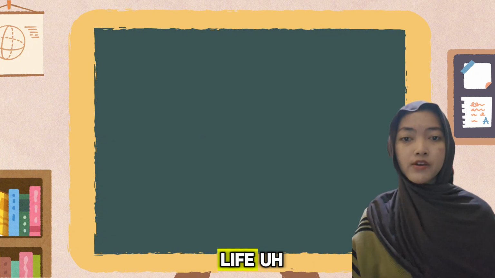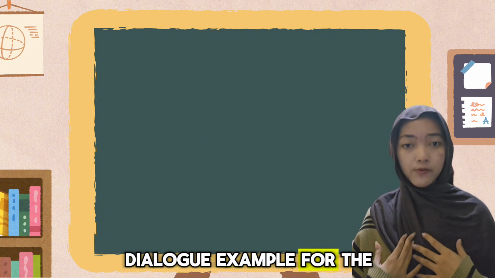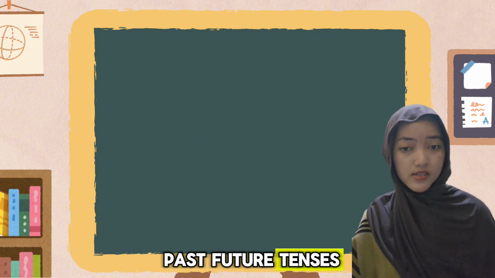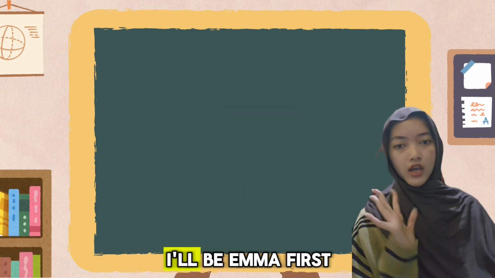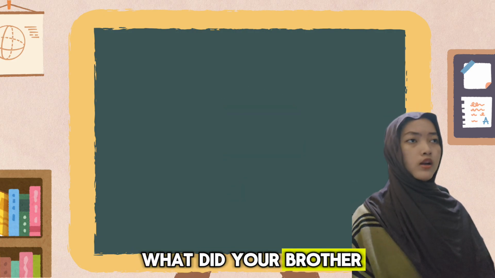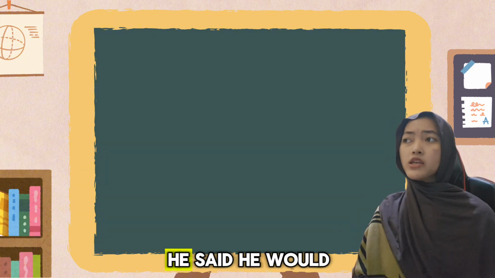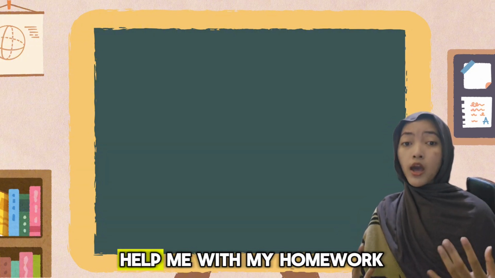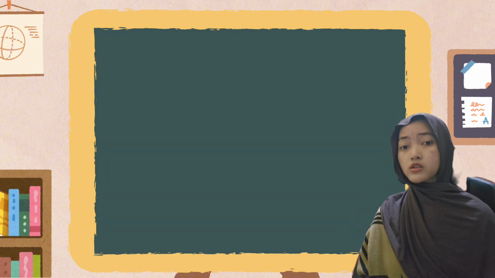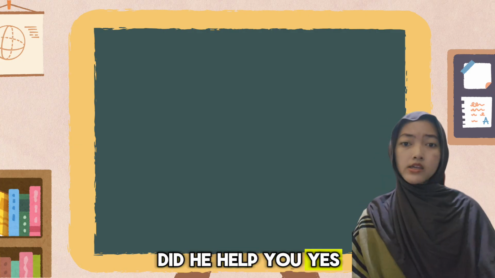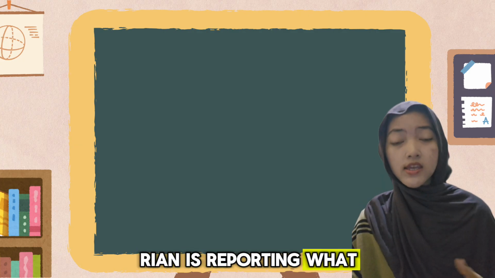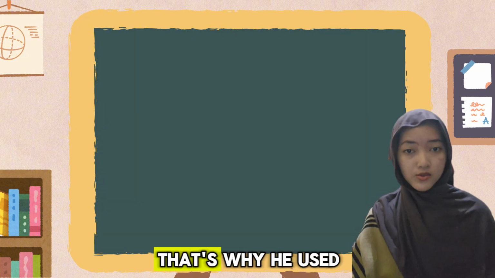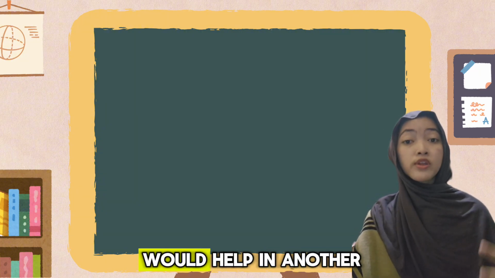This is a real-life dialogue example for the past future tense. The characters are Emma and Rian. I'll be Emma first. What did your brother say yesterday? He said he would help me with my homework. Did he help you? Yes, he did. Did you notice that Rian is reporting what his brother said? That's why he used would help.